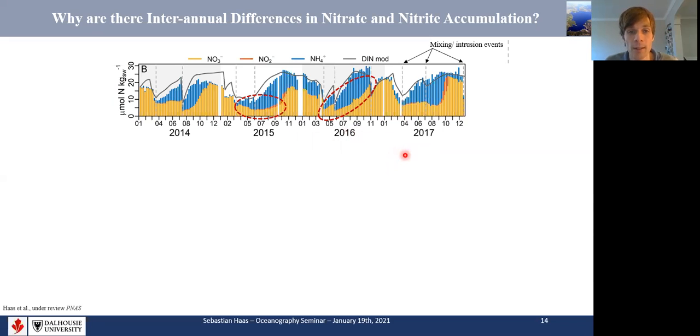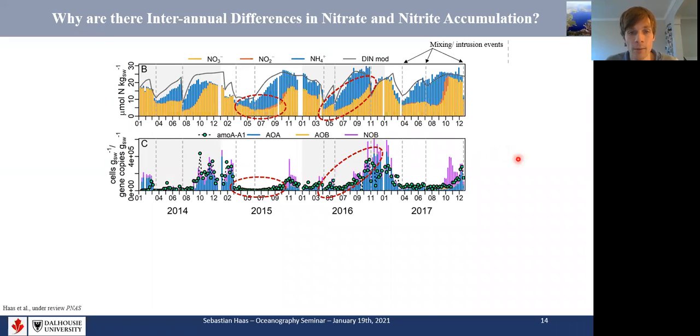So to explore this, the molecular data was instrumental. And here I want to focus on the green scatter, which represents the MOA marker gene for ammonia oxidation from archaea, so archaeal type ammonia oxidation. And we see that, first of all, it has a very similar distribution as nitrate concentration. We see maxima in fall and winter. And then we also see a strong decrease associated with winter mixing, especially here in 2015.